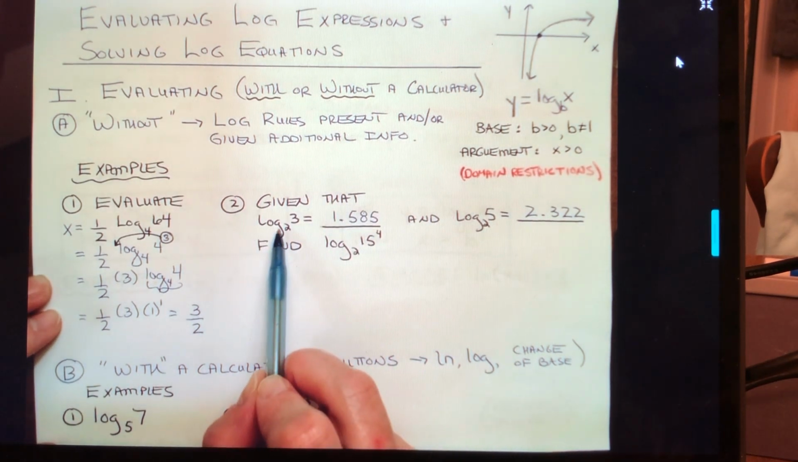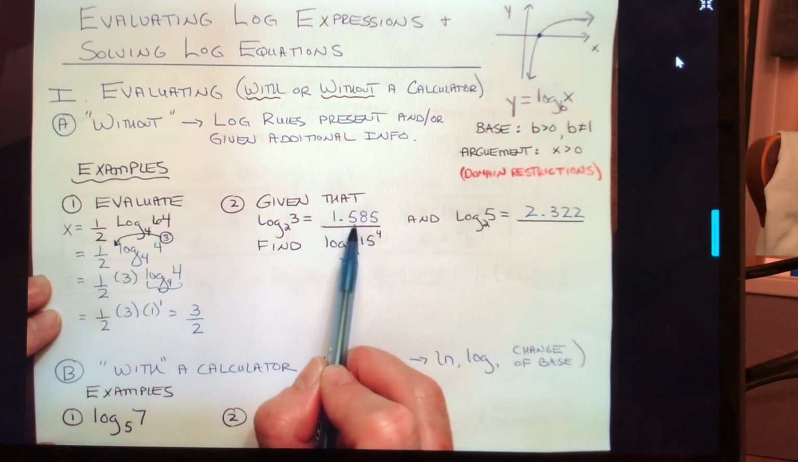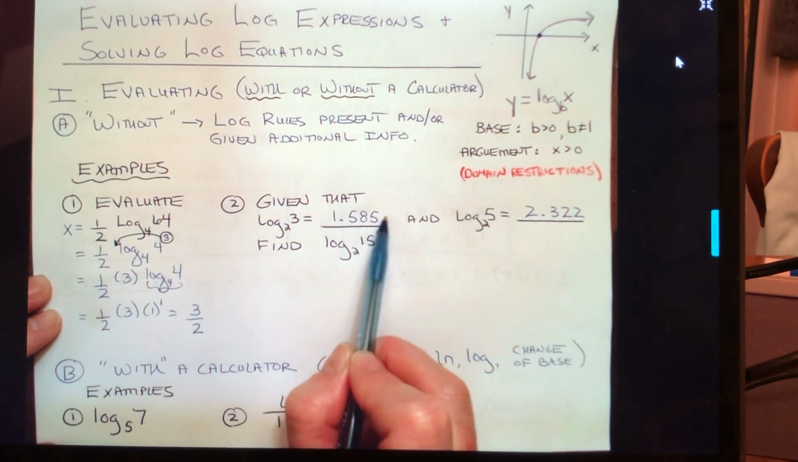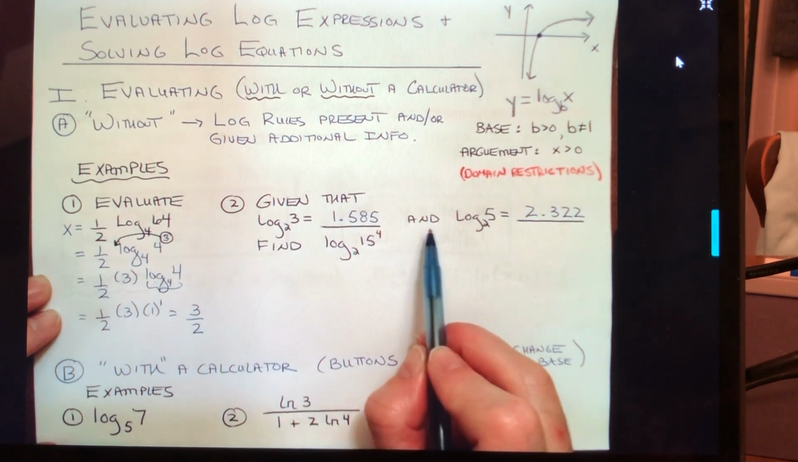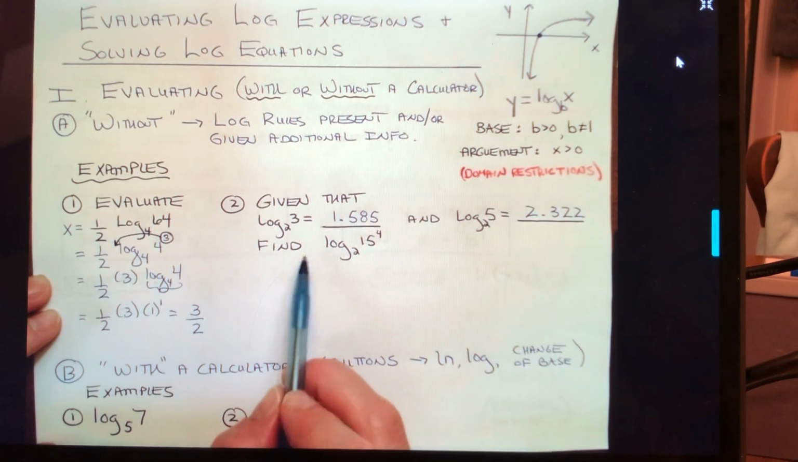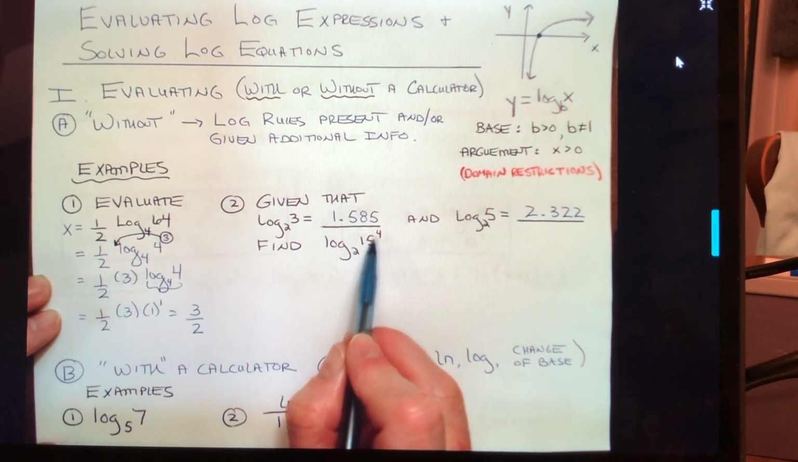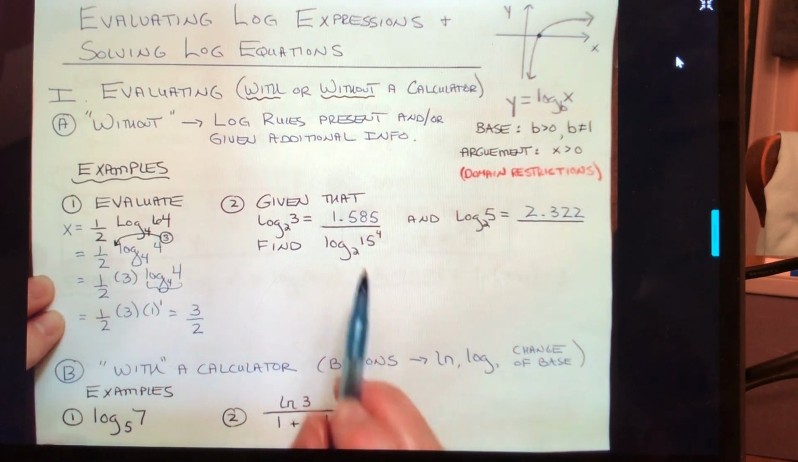So again, it says, given that the log of 3 base 2 equals 1.585, and that's rounded, and that the log of 5 base 2 equals 2.322, please go find this. And it's the log of 15 to the 4th power to the base of 2.